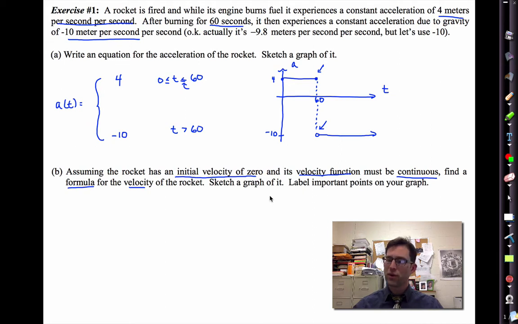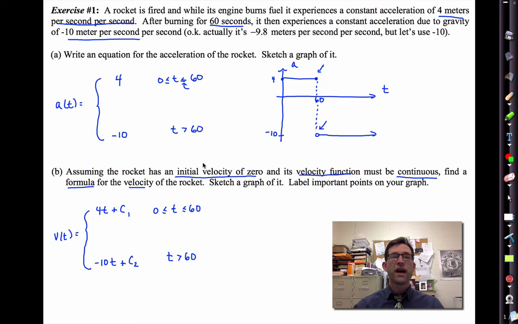Okay, let's go through it. We know that the velocity is going to be the antiderivative of acceleration, with these irritating constants thrown in. So I know my velocity is going to be 4t plus c1, when time is between 0 and 60, and then it's going to be negative 10t plus c2 for all times greater than 60. The fact that it has an initial velocity of 0 is going to lead c1 to be 0. If you need to, you could actually solve that.